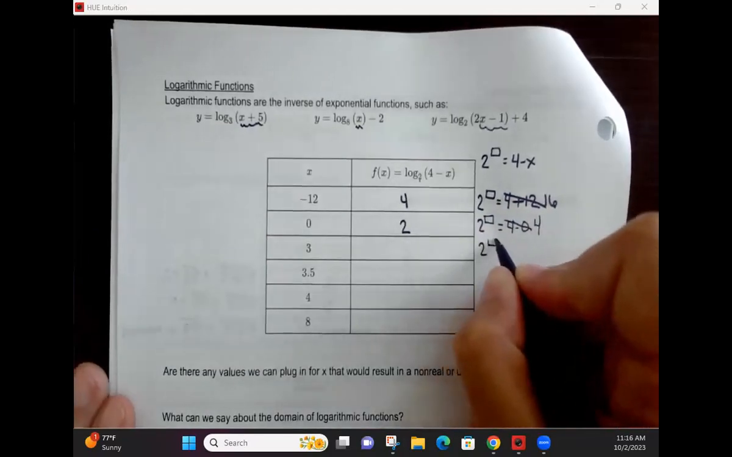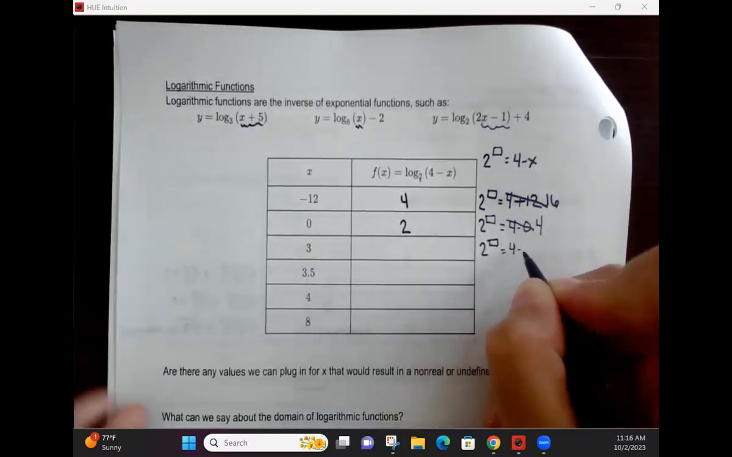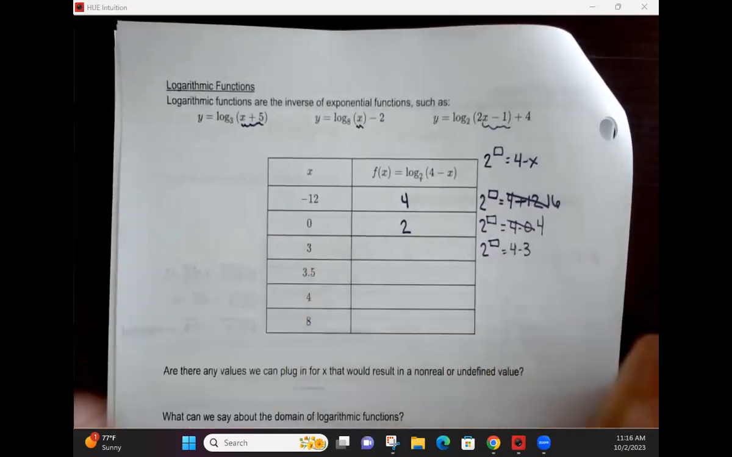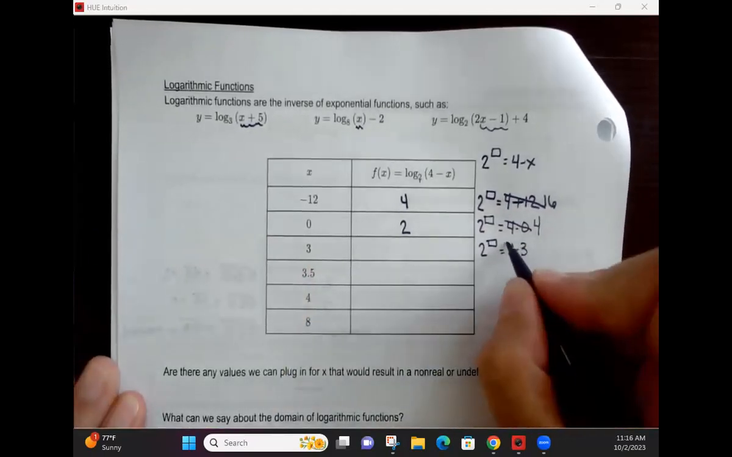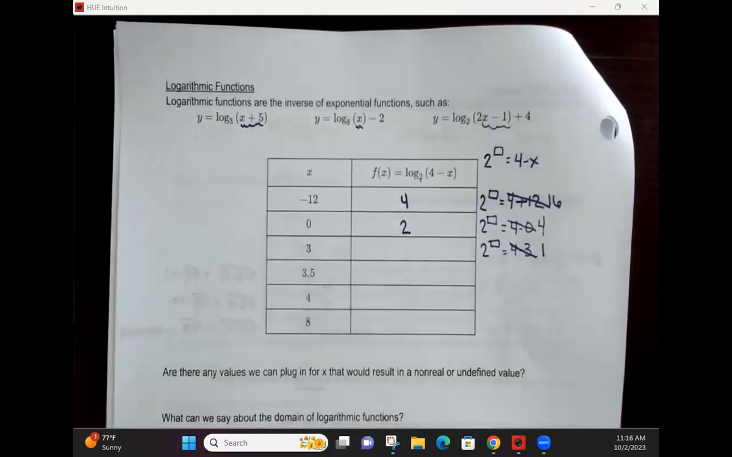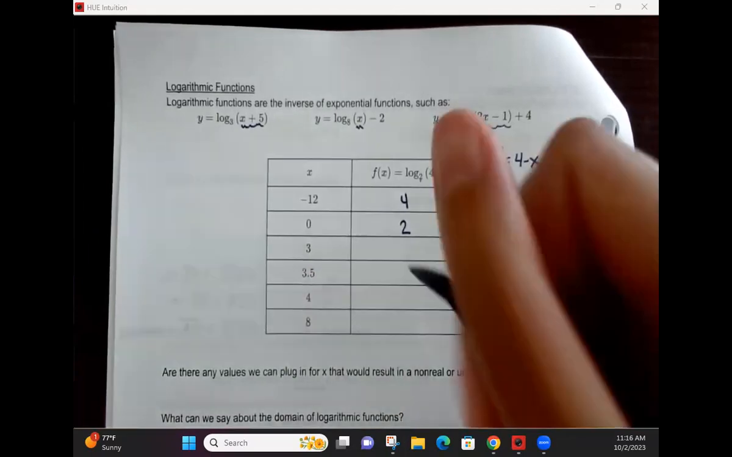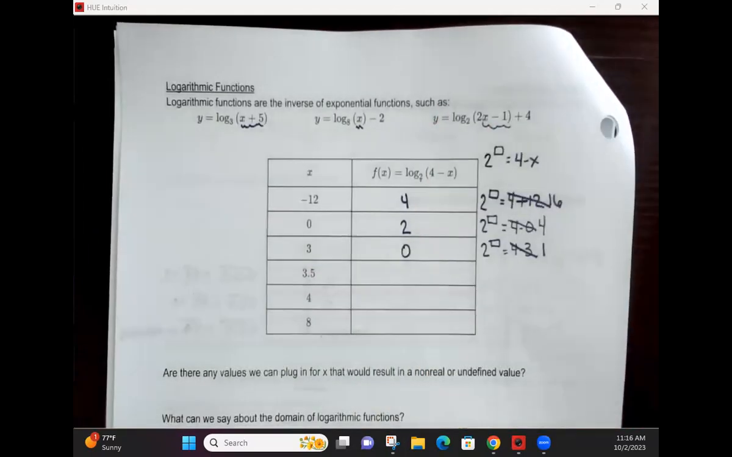2 to what power would give me 4 minus 3? We're plugging in 3 for x. 4 minus 3 is 1. 2 to what power would give me 1? 0, yeah. 0 power always gives me 1.